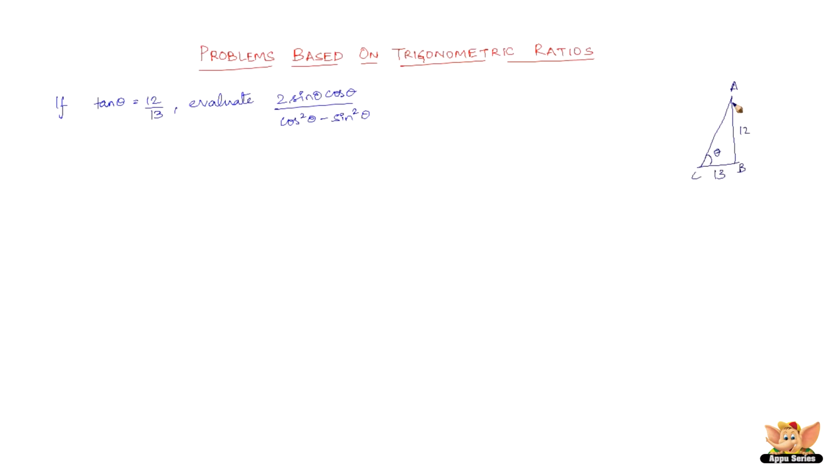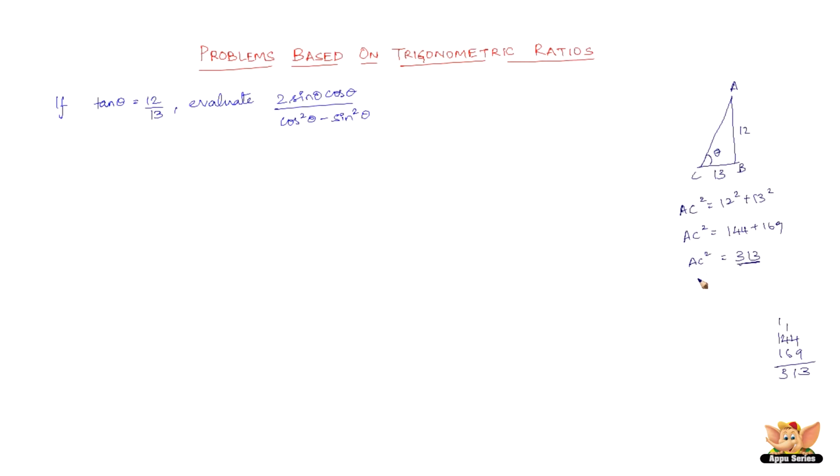Now what's missing is AC. AC is the hypotenuse. We can definitely evaluate AC using the Pythagoras theorem, I mean, the hypotenuse square equals the sum of the squares of the other two sides. So AC square equals 12 square plus 13 square. 12 square is 144 and 13 square is 169. Adding these, 144 plus 169 is 313. Now does 313 have a perfect square root? No, it doesn't. Definitely not.